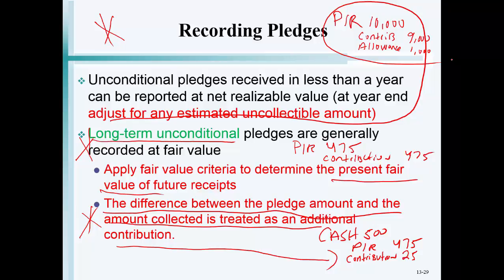Okay? Notice what we do. When we get the pledge, if our experience tells us 1% of the time people don't pay the pledge, we are required to take the pledge receivable gross, right? And then what? We credit the contribution for the portion we think we'll collect, and we credit the allowance for the portion we think we are not going to collect, right?